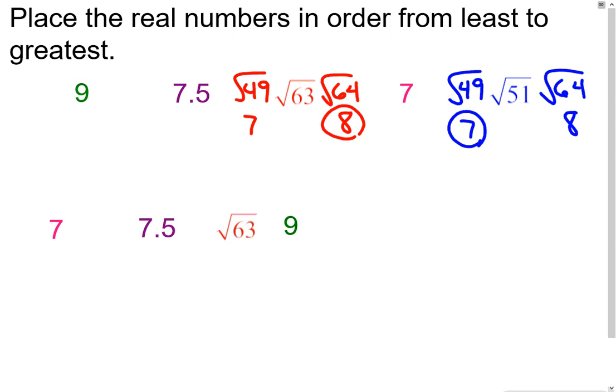Well, then I'd look at this and go, well, it's closer to 7, so that means that 7.5 would be right in the middle, and 51 is obviously closer to 49. Therefore, I'm going to have a 7 point something, but obviously less than the 7.5. So that's going to squeeze right in there. So if I want to put these numbers in order from least to greatest, I have them now in order from least to greatest.